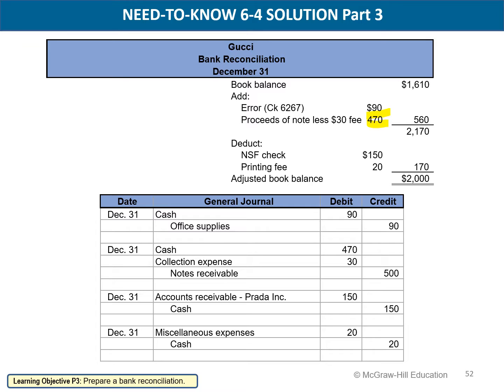And then our NSF and our check printing fee. So our check printing fee, we're going to put to miscellaneous expense for $20 and we're going to reduce our cash for $20. And then our accounts receivable was related to this customer, and so we need to put that back on our books because the customer's check was no good. And we're putting it back on the books for the $140 payment we received plus the $10 NSF fee, right? And then we're going to reduce our cash. Okay?